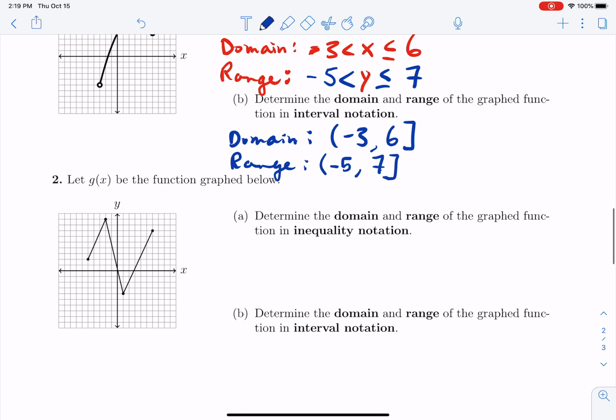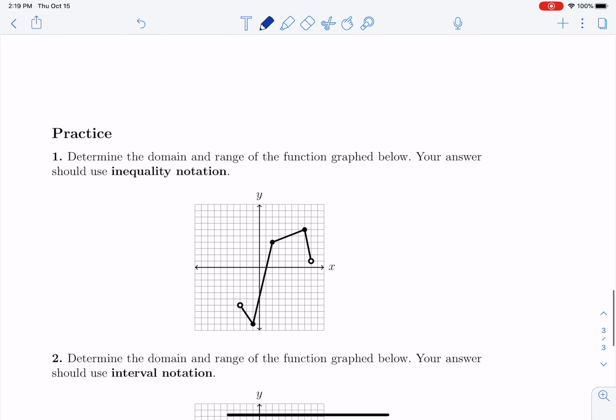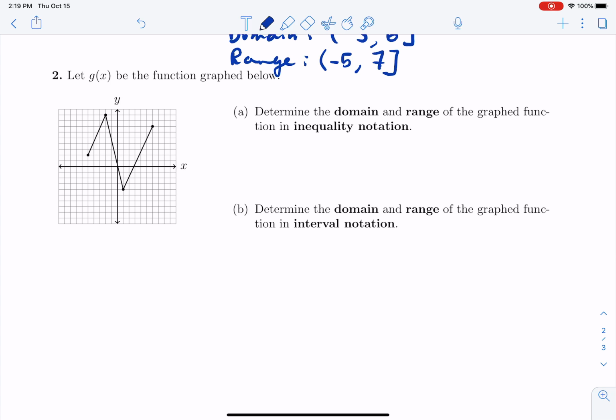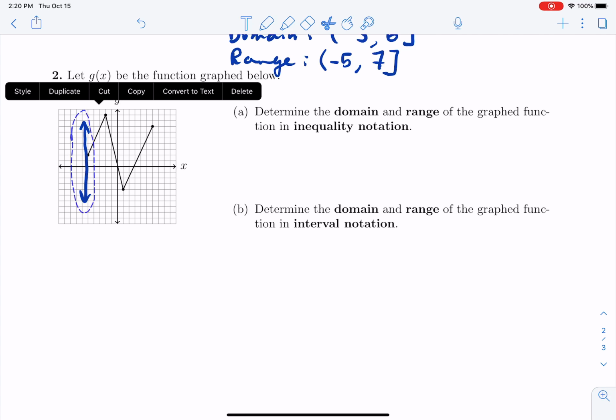Okay, so let's look at the second example. Let g of x be the function graphed below. Determine the domain and range of the graphed function in inequality notation. Same thing as before. I'm going to draw a vertical line, if that helps me. For my domain, which are my x values, where is the smallest x value located? It's here.